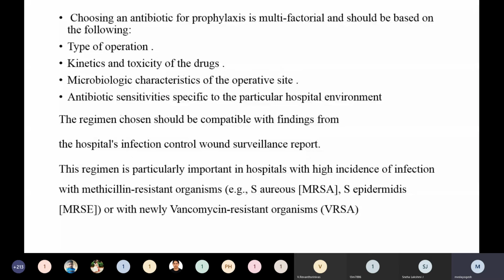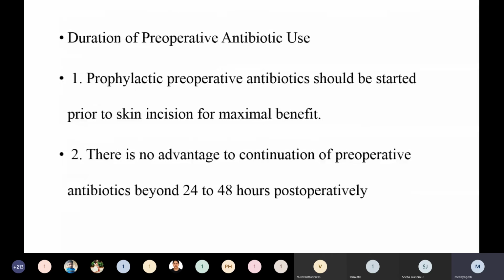So prophylaxis plays a major role, especially in hospitals with a high incidence of infection with MRSA, or methicillin-resistant Staph aureus, Staphylococcus epidermidis, or with newly vancomycin-resistant organisms, which are deadly infections.